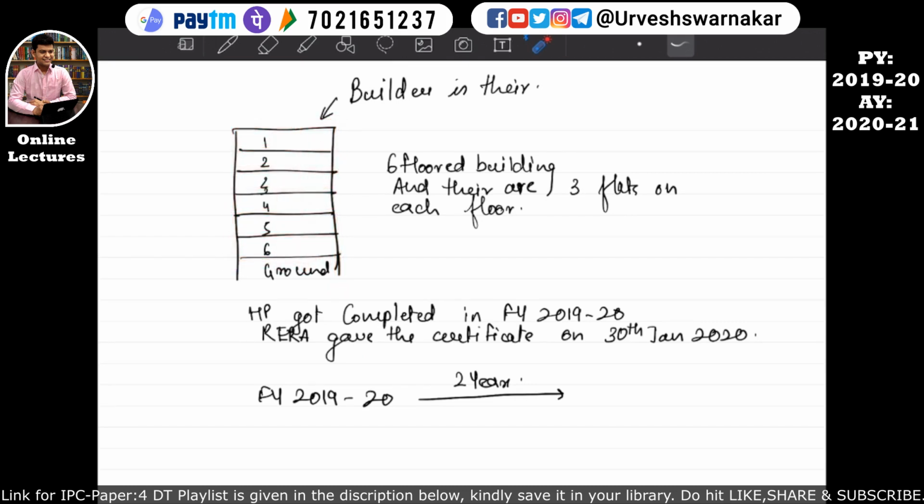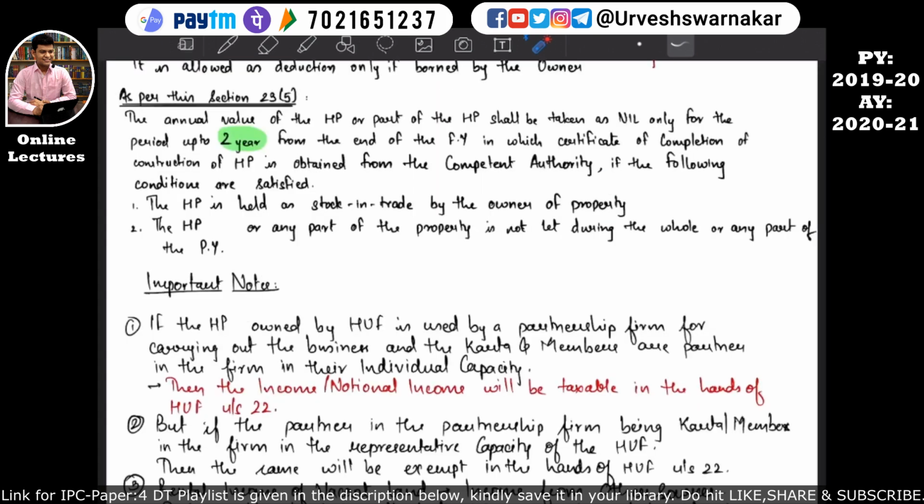These unsold flats will be considered as stock of this builder. That means the architect or the builder that has built this house property, that means the entire building, if some house property, that means the flats, are not sold, such flats will be considered as the stock of the builder. But if the builder is not taking these flats as his stock, then this particular section, that is section 23 subsection 5, will not be applicable.